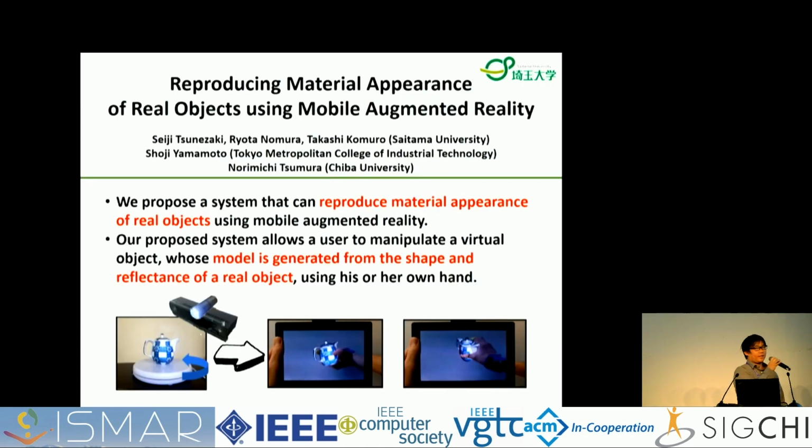We propose a system that can reproduce material appearance of real objects using mobile augmented reality. Our proposed system allows the user to manipulate a virtual object whose model is generated from the shape and reflectance of a real object using his or her own hand. The user can obtain the perception of materials from changes in gloss and varnish of the object by rotating and seeing the object. If you are interested in our work, please come to our poster presentation.